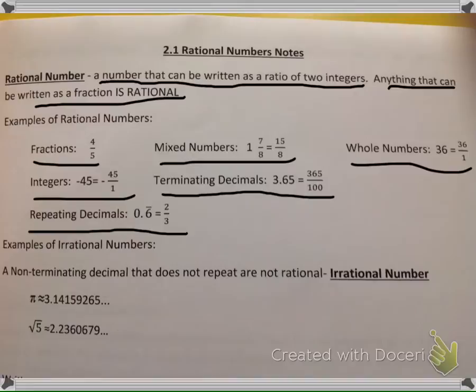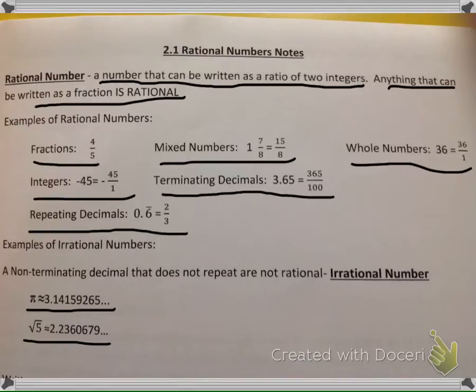So a big question is, well, what's not rational? What is irrational? An irrational number is any non-terminating decimal that does not repeat. So the number pi, although we use 3.14 for pi, we rounded that. That's technically not pi. Pi is actually an irrational number. Okay, the square root of 5. It's a big, long, crazy number. If you punched into the calculator the square root of 5, you would get a big, long, crazy, non-terminating decimal. That would be irrational.